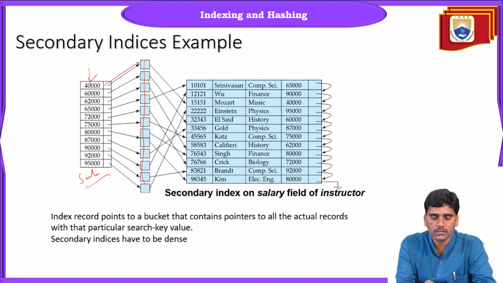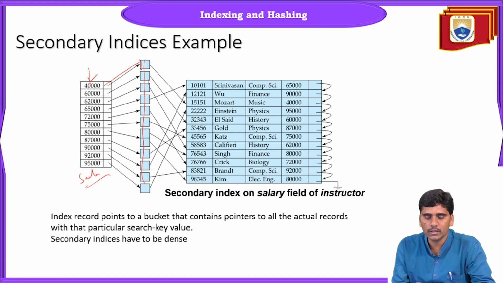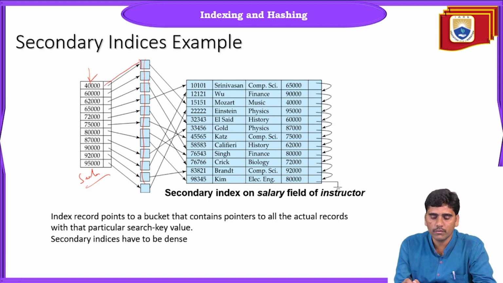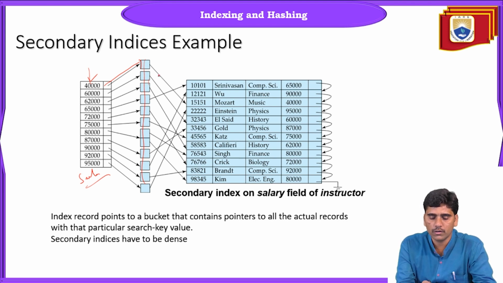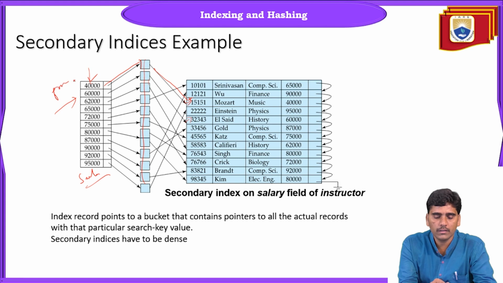So with this 40,000 search key, we are going to find the values. Whoever is taking the salary of 40,000 will point to it, and whoever is taking the 60,000 value as a salary will be pointing towards it. And this will be acting as a primary, and this will be acting as a secondary.